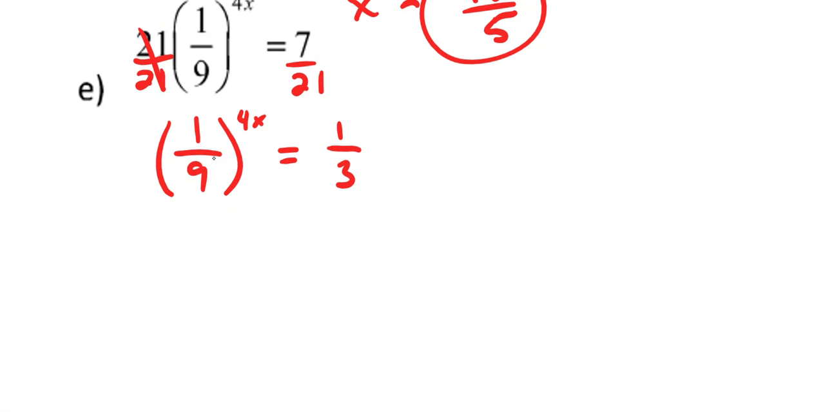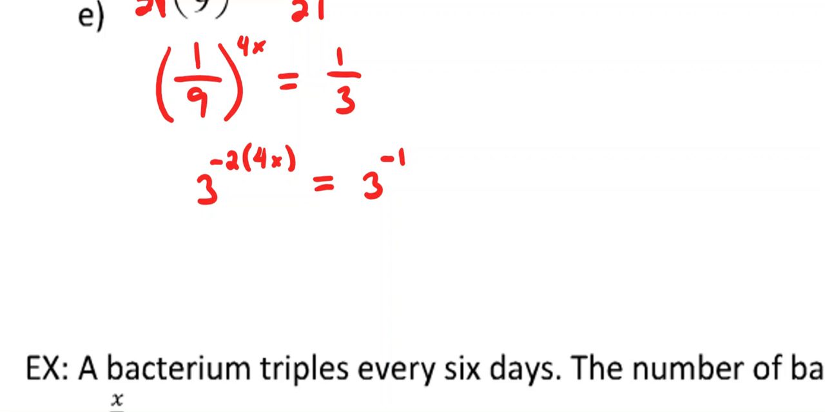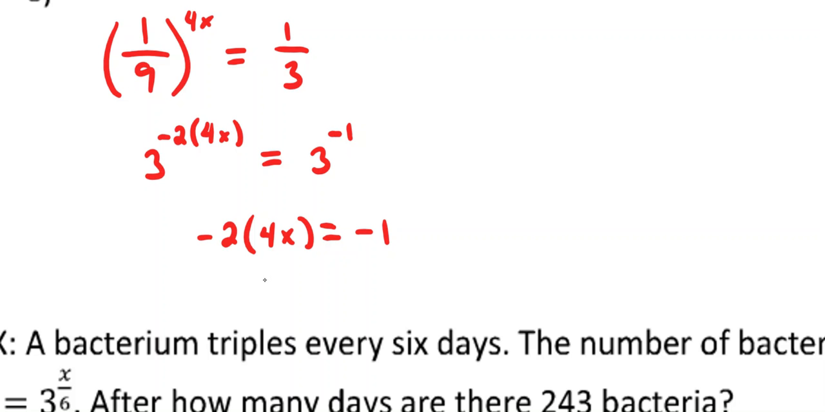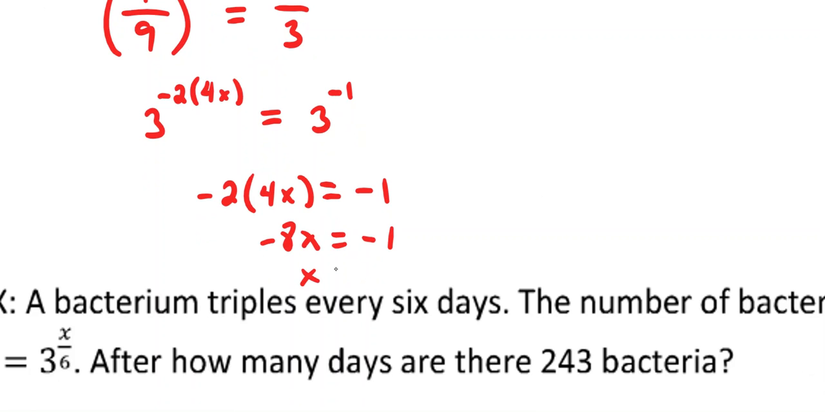So what can I rewrite 1 over 9 as? That would be the same as 3 to the power of -2. Yeah, good. -2 times 4x, and then that's equal to 3 to the power of -1. Okay, good to go. Now I can set them equal to each other. So -2 times 4x is equal to -1. That would be -8x is equal to -1, so x is equal to 1 over 8. That's really satisfying.